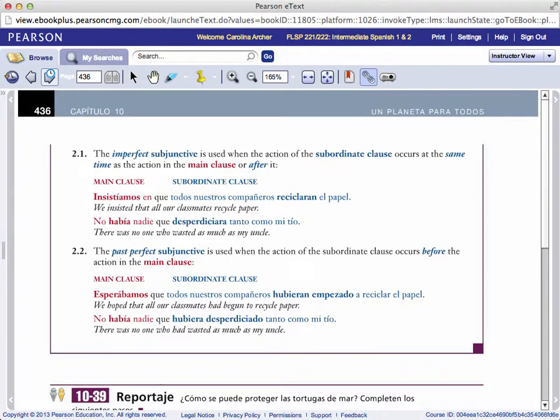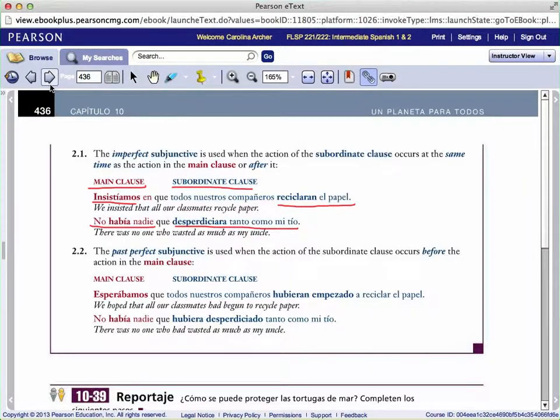Bien. The imperfect subjunctive is used when the action in the subordinate clause occurs at the same time as the action in the main clause or after it. Okay, so, insistíamos, this is in the past, en que todos nuestros compañeros reciclaran el papel. So these two things happened at the same time. No había nadie que desperdiciara tanto como mi tío. So again, happens at about the same time.